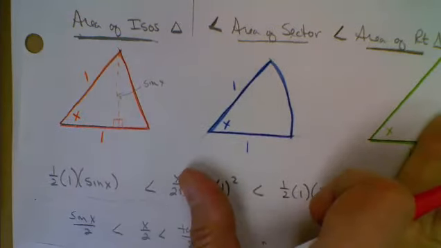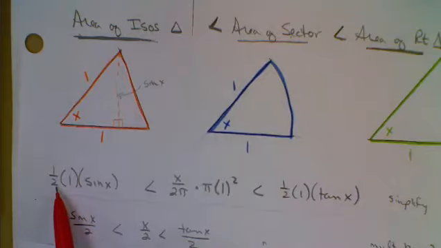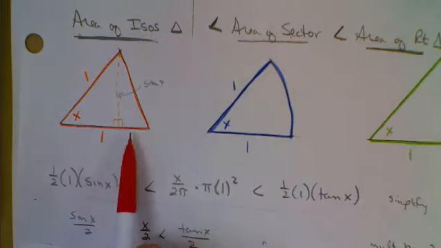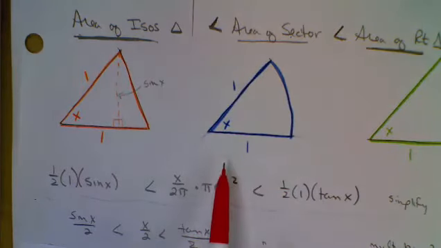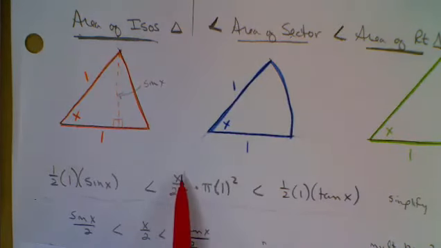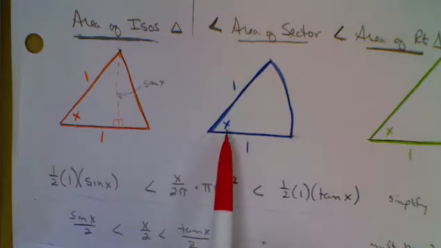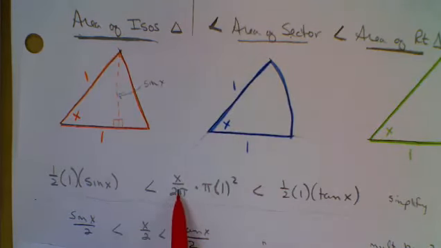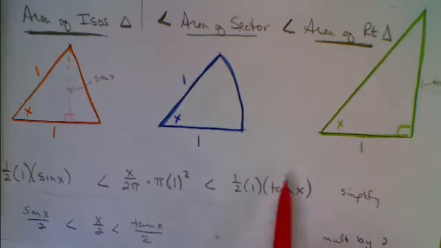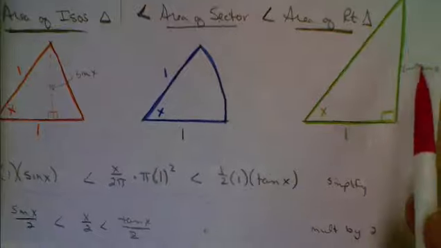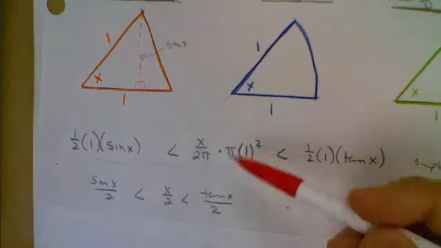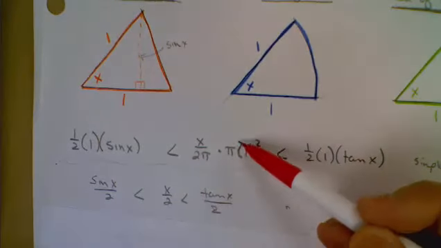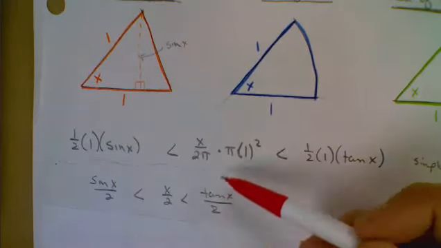So then I write the equations for the areas. The area of a triangle is 1/2 the base, 1, times the height. For the sector, if it's in radians, you take the part of the circle you have, which is x divided by 2 pi, times the area of a circle, which is pi r squared. And then this is 1/2 the base, which is 1, times the height, which is tangent. When you simplify all of that, you get sine of x over 2 is less than x over 2 is less than the tangent of x over 2.